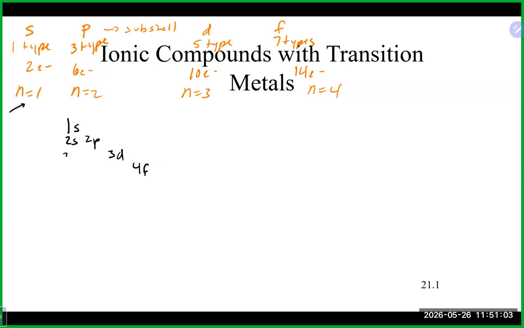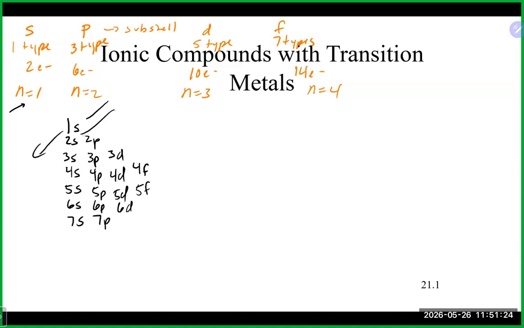So 2s, 3s, 4s, 5s, 6s, 7s, then 2p, 3p, 4p, 5p, 6p, 7p, 3d, 4d, 5d, 6d, and 5f. And we always begin up on the top here, and we just keep following the arrows as we go through it.